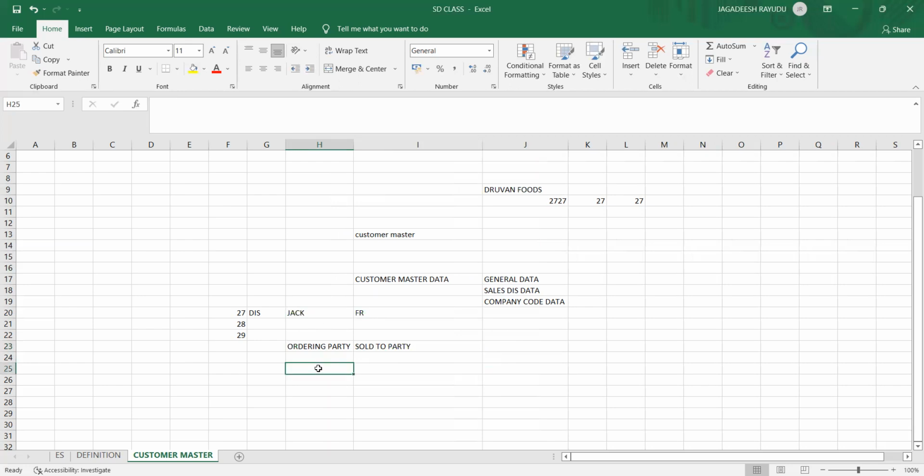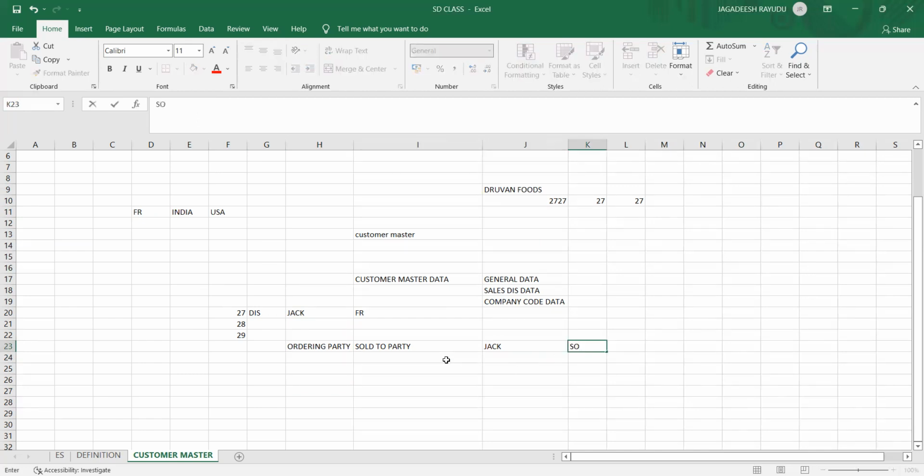I'll tell you some scenarios. Now Jack is the sold to party. He has sales units and distribution units in France, one more in India and one more in USA. For example, say 3 distribution units. First he ordered for the France location, second he might order for the India location, third he might order for USA. In such cases, he is the person giving the sales order.